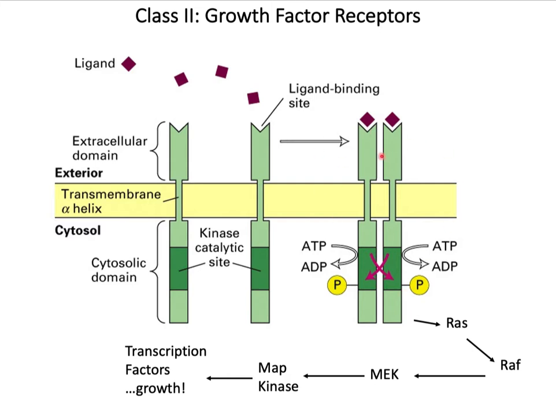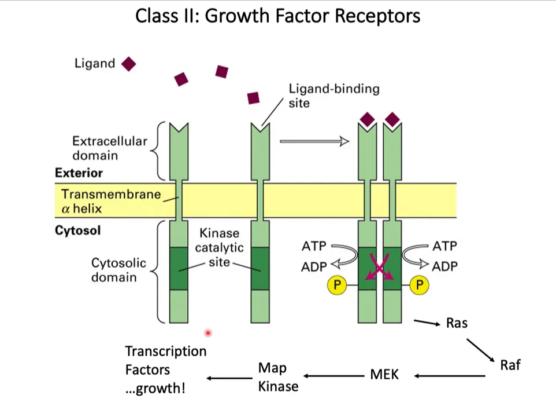And when you get ligand binding, you get dimerization of that receptor. You get cross autophosphorylation, and the phosphorylated receptor can then, through a series of steps, activate RAS, which in turn activates RAF, which in turn activates MEK, MAP kinase, and then MAP kinase can move into the nucleus and phosphorylate transcription factors and drive the expression of genes.